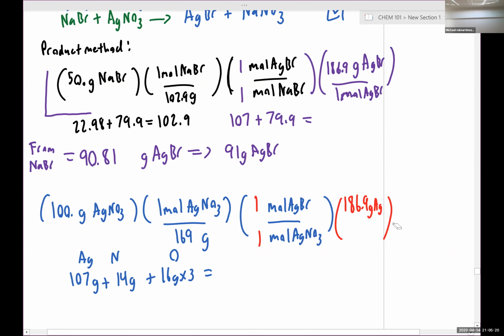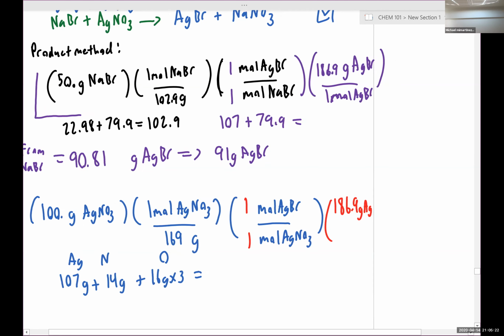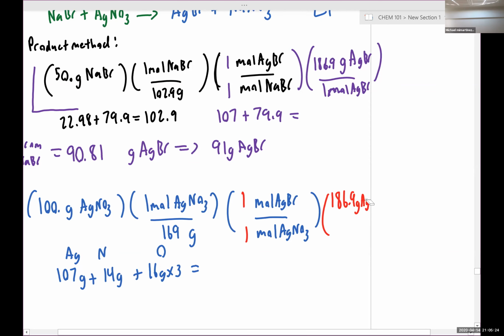So, continuing on, we have 186.9 grams of silver bromide per 1 mole of silver bromide, that we just got from up here. Molar mass is the same for the same product, right?